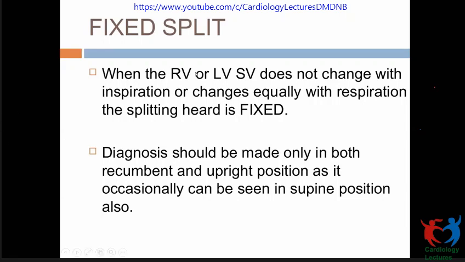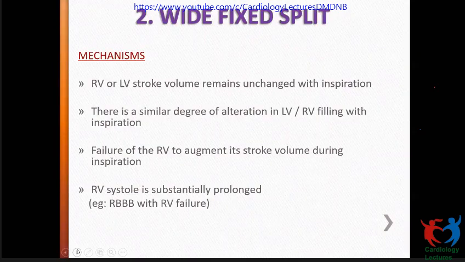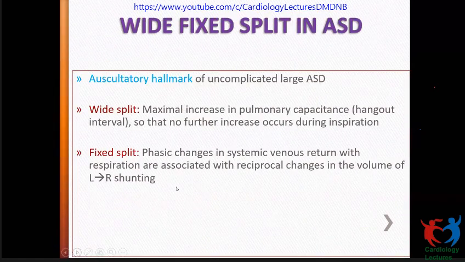Fixed split occurs in only 3 conditions. What are they? One is ASD, because hangout interval is increased and it's supranormal and it remains so throughout. Second occurs in RBBB with RV dysfunction. Isolated, each of them actually produces wide variable split, but together they produce wide fixed. Third is TAPVC. These are the 3 causes for wide fixed split. Carefully auscultate. As you do, you will realize how to distinguish a wide variable from a wide fixed split. We discussed the mechanism, hence it is easy. And anyway, I'll send the slide to Sudhakar. You could go through this.